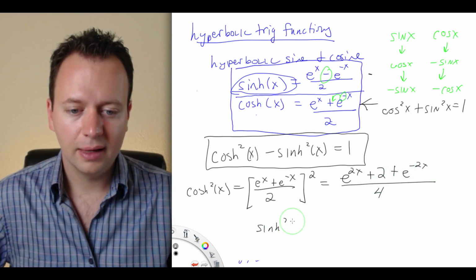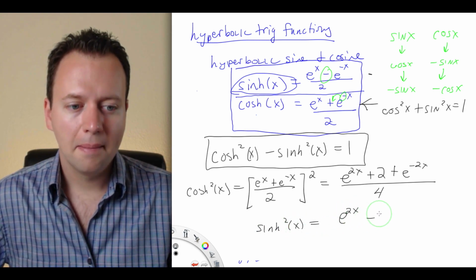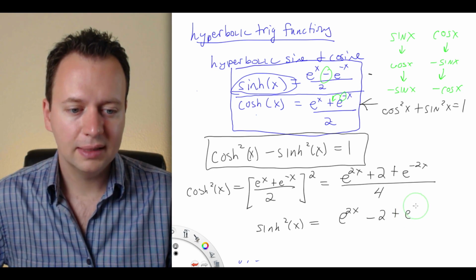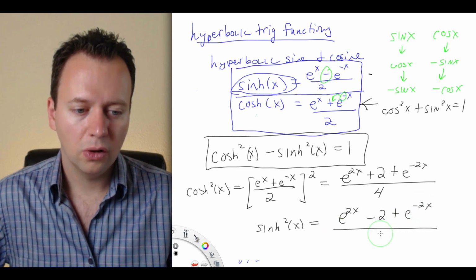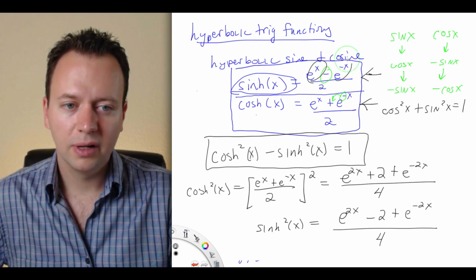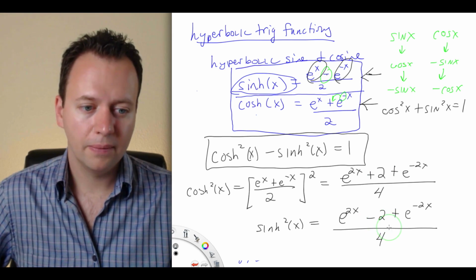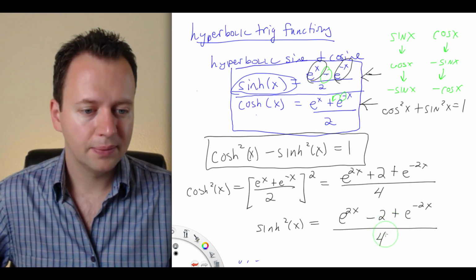And similarly, sinh squared of x is going to be (e to the 2x minus 2 plus e to the minus 2x) all over 4. So that just comes by expanding this one. We get this one squared plus this one squared and then minus this times this. So we get a minus 2 there, minus 2 times this times this.